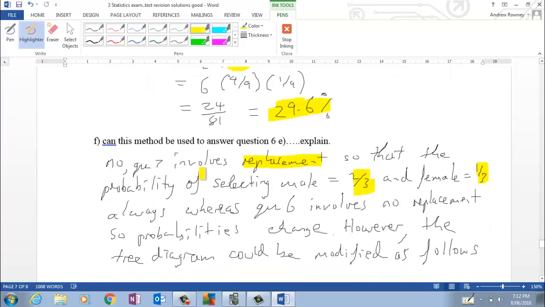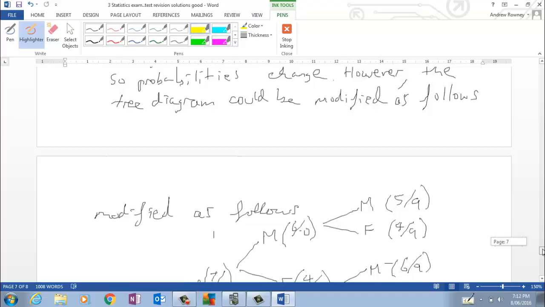But first we answer it by saying using that method we can't, because the problem is that when we're tossing a coin, it's sort of like we're replacing the coin every throw so that the probabilities remain fixed. When you're selecting riders, you're taking them out of the pool and the probabilities are changing all the time. But we can actually fix that up by using a tree diagram where we change the probabilities.